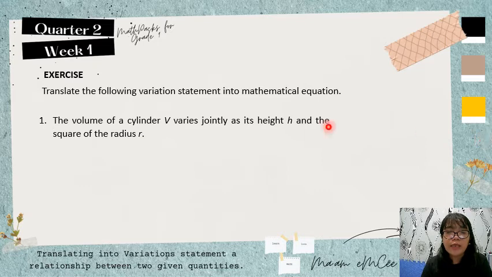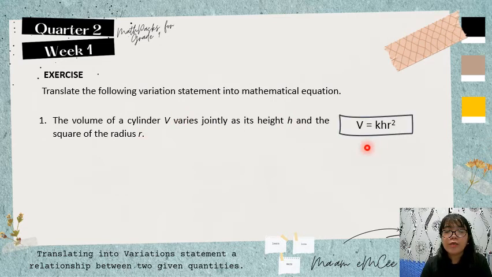Again, our first variable, which is V, will be put on the left side of the equation. On the right side will be our constant of variation k, and we have here our h plus the square of the radius. So our equation will be V is equal to k, our constant of variation, times the height times the square of the radius. So that is V is equal to kh r squared.